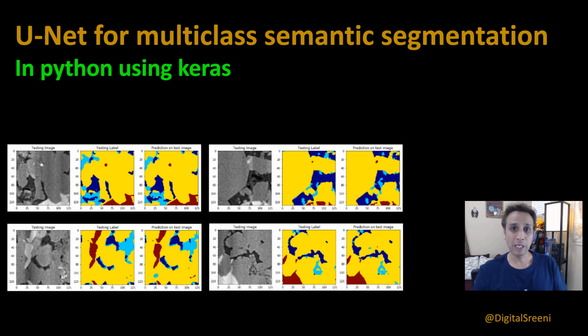Now, first of all, what do we mean by multi-class, right? If you look at any of these images, you see multiple things going on, and I would like to separate or segment each of these. I'd like to segment this darkish area, which is pores in this example, and this grayish area, which is mineral number 1, and this bright region, which is a heavier mineral.